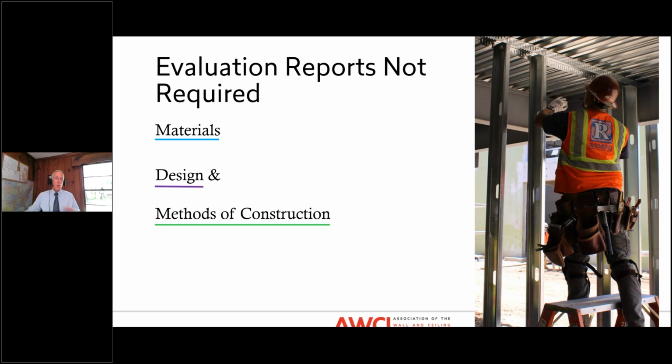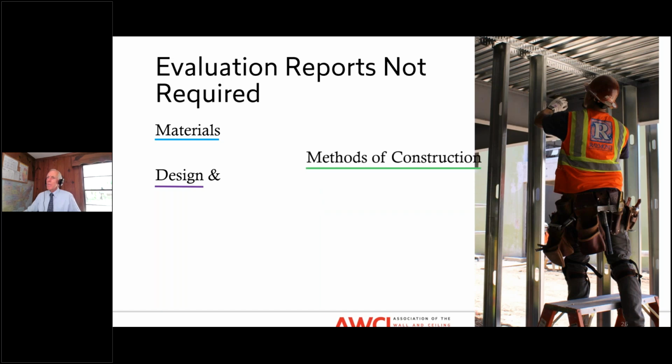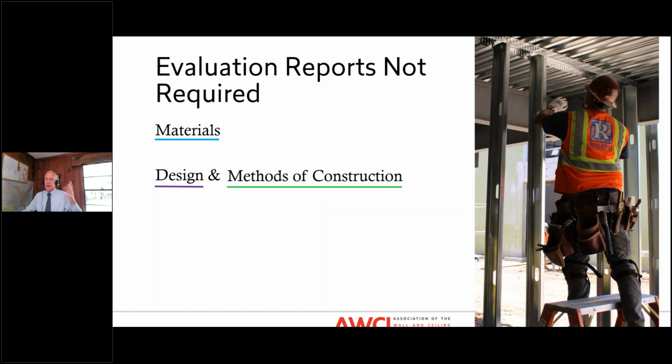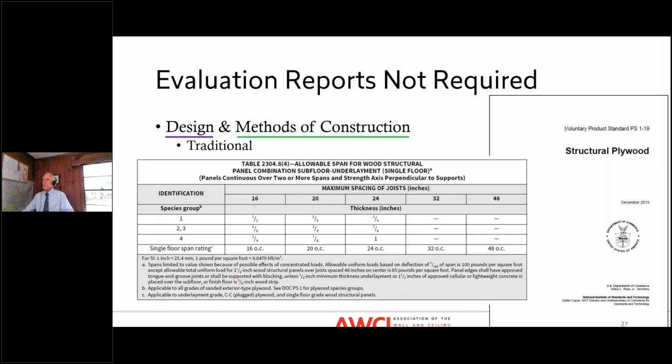So let's get into when evaluation reports are not required. This is kind of what we want, right? If you've got a product that is standard and it's not something special, something that you've drawn up on a napkin and said, hey, maybe this will help the industry, something that has been in the building code for a while, and it's in one of these areas: materials, design, and methods of construction. We'll talk about materials in a little bit. I want to focus on design and methods of construction together because they're addressed the same way in the code. So evaluation reports are not required on design and methods of construction when it's traditional construction.